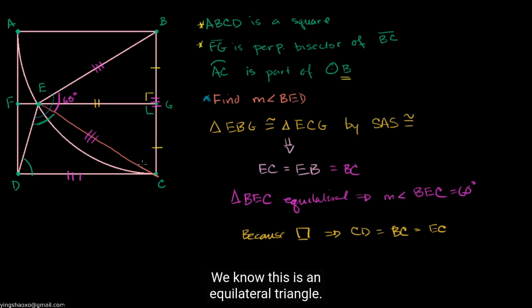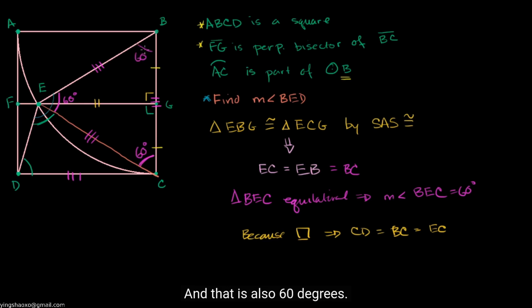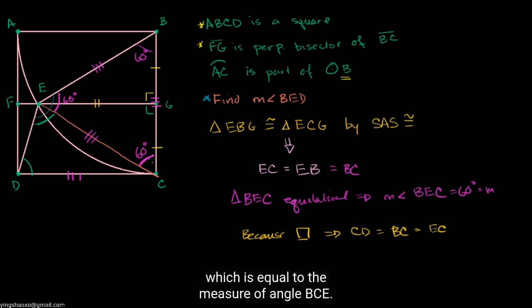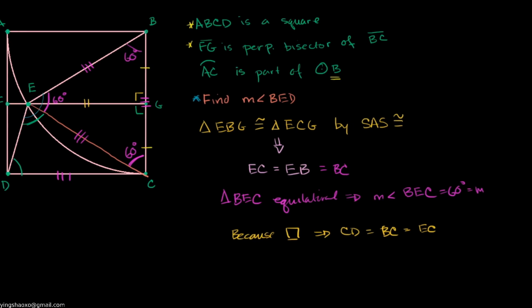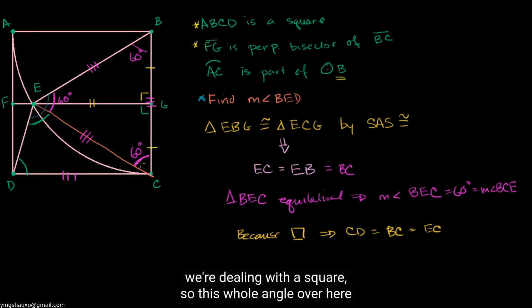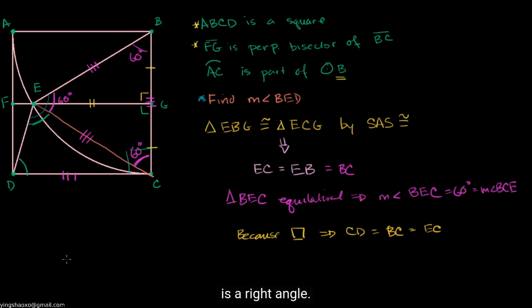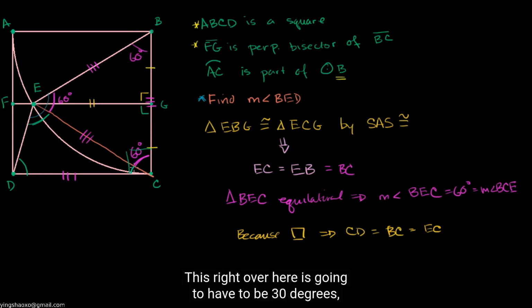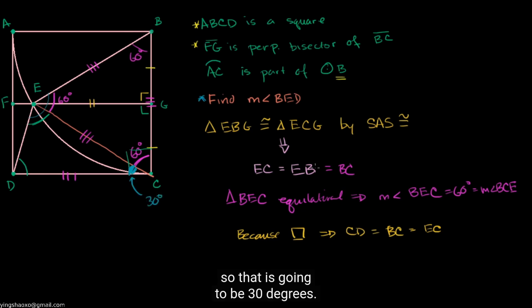We know this is an equilateral triangle. So this over here has to be 60 degrees as well. That's 60 degrees, and that is also 60 degrees. In fact, I could write over here, which is equal to the measure of angle BCE. So if this is 60 degrees, we know we're dealing with a square, so this whole angle over here is a right angle. What is the measure of angle ECD? What is this angle right over here? Let me do this in a new color. This right over here is going to have to be 30 degrees.